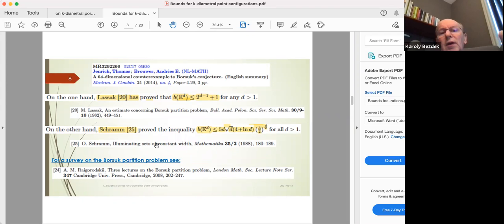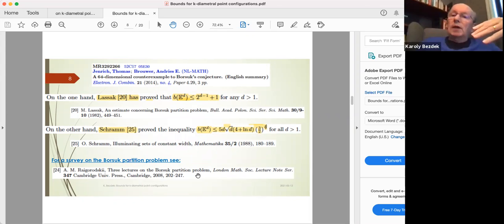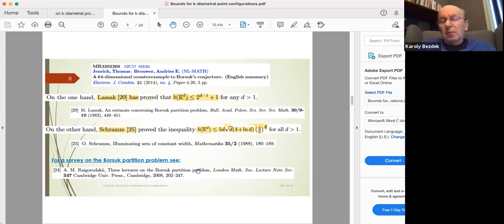And that's fine for this talk today here. This knowledge is sufficient for the rest of my talk. But if you want to take a closer look at the status of the Borsuk problem, then here's Raigorodskii's survey article, for example, that gives a nice overview of that.